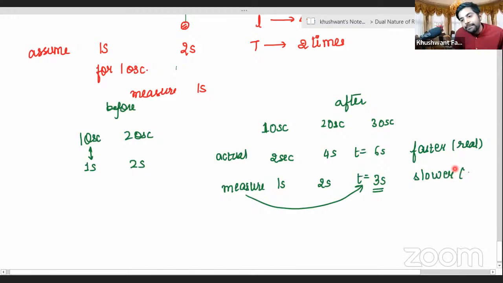So this is the measurement. The person who is making the measurement is still thinking that just 3 seconds have passed. But in reality, 6 seconds have passed. This is what is called losing time. You are losing time. Because the time is going away, but you still don't know that it is going away. This is called losing time.